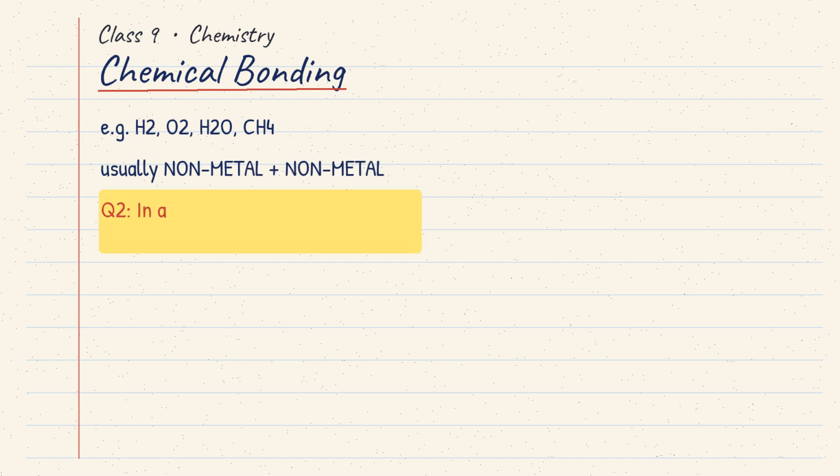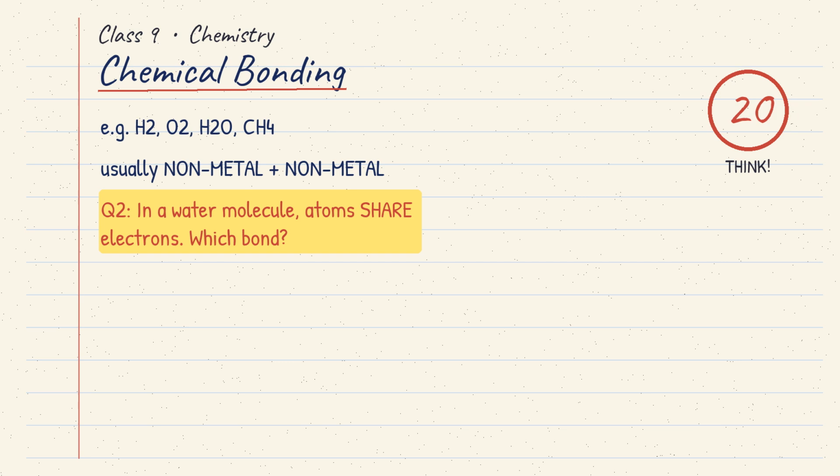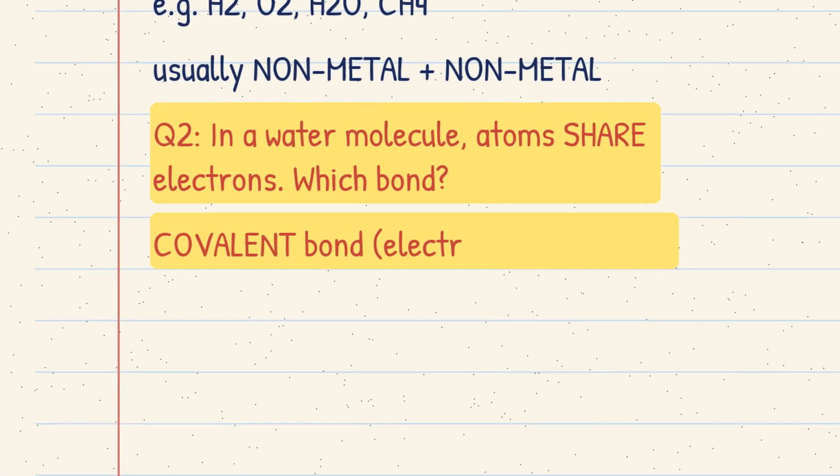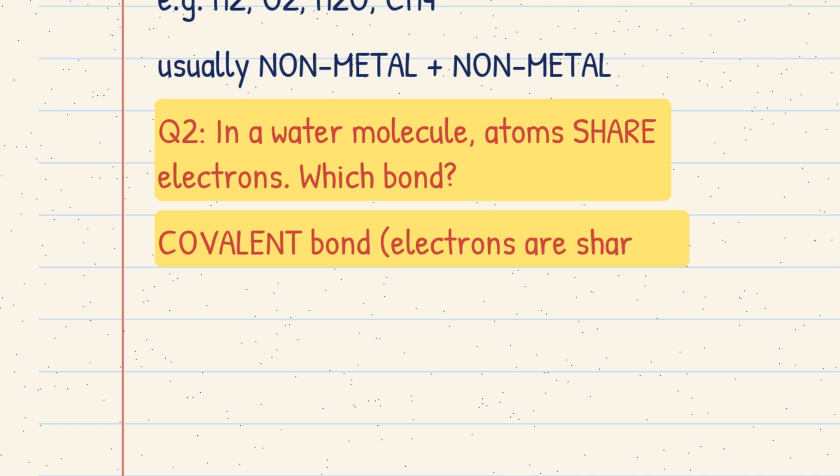One more question. In a water molecule, the atoms share their electrons with each other. What kind of bond is this? Pause and think. Correct, covalent. The atoms shared electrons instead of transferring them, so it is a covalent bond.